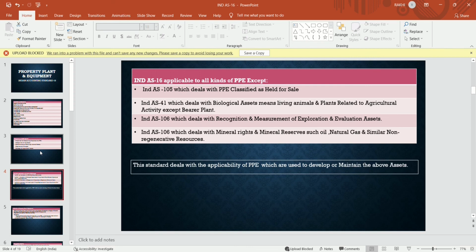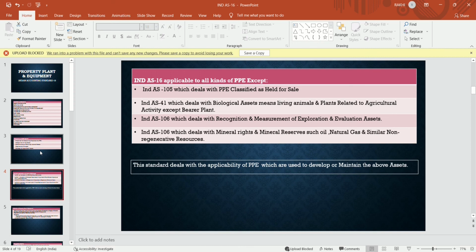But for Wipro, if Wipro purchases that Maruti car in order to use for its business purpose, then that car is to be treated as property, plant and equipment, and its accounting treatment is according to Ind AS 16. So this is the example. So Ind AS 16 is applicable to all kinds of property, plant and equipment except Ind AS 105, which deals with whatever property, plant and equipment is classified as held for sale.